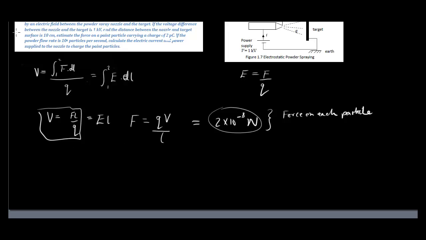Okay, so that's fair enough. Let's just make some space. The next part of the question asks us something different though. The next part of the question asks us to calculate the electric current and power. So we'll come to that in a second.